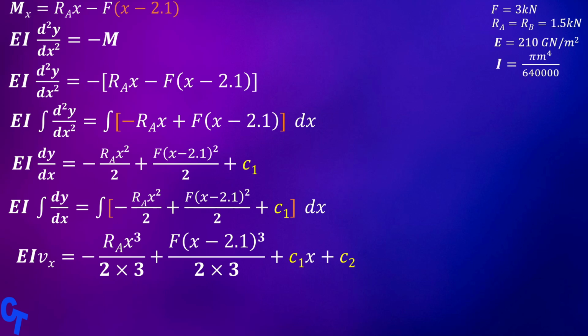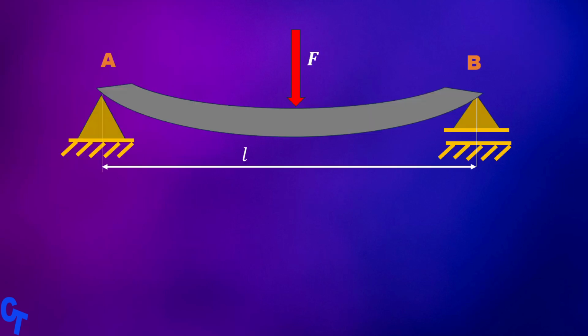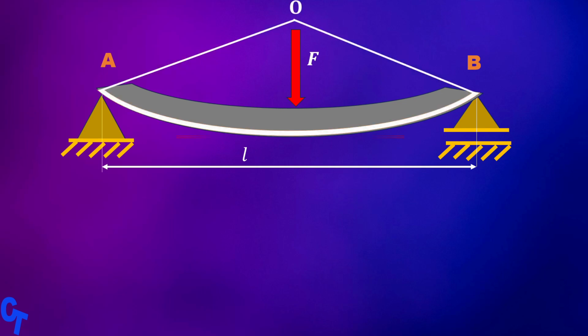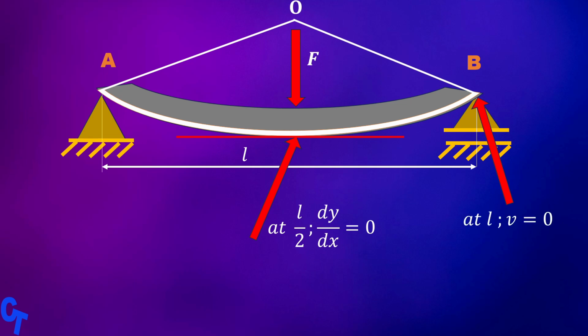Now we have two constants with unknown values. We use boundary conditions to find the values of the constants. If we draw the deflection curve, you can see that at the center point, the gradient will be 0, which is the angle of rotation. The center is half the length of the beam, so we can write our boundary condition. If we go to point B, since we have a roller, there will be no deflection because the beam can easily tilt. So let's write the second boundary condition.